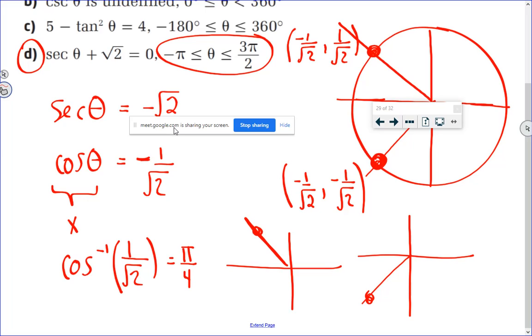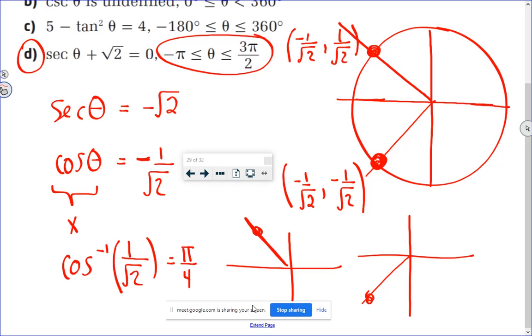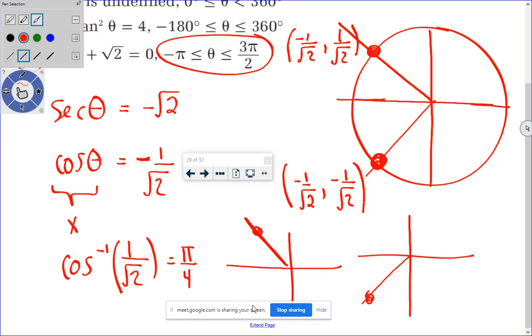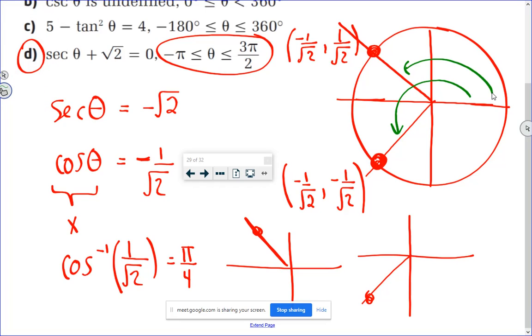Okay, now, what we would normally say here, everybody, is we would normally focus on this as an angle and this as an angle. But since the domain is negative pi to 3 pi over 2, we have to also consider going in the other direction with negative angles. So one of the angles is from here to here, and you should know that's 1, 2, 3 pi over 4.